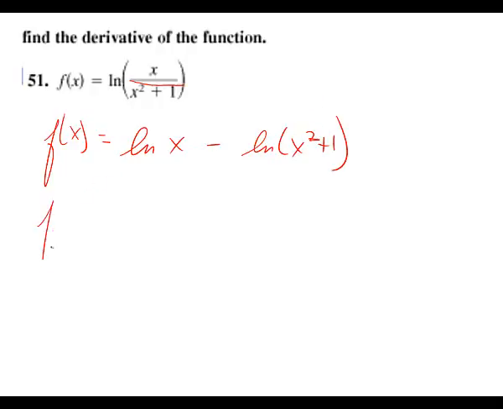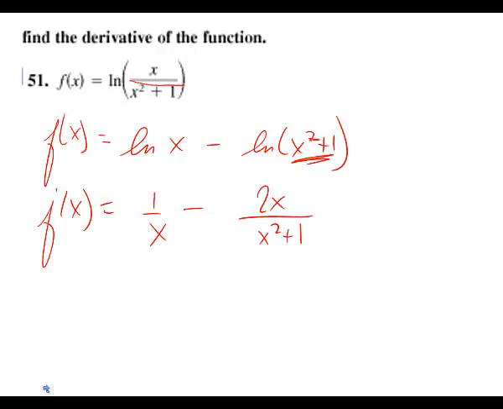So now I'm going to take that derivative. What's the derivative of the natural log of x? Good. And the derivative of the natural log of x squared plus 1? Good. And then the chain rule gives us 2x. That's probably where I'd leave it. Could a multiple choice answer make a common denominator? Sure, but I'd probably leave it like that.